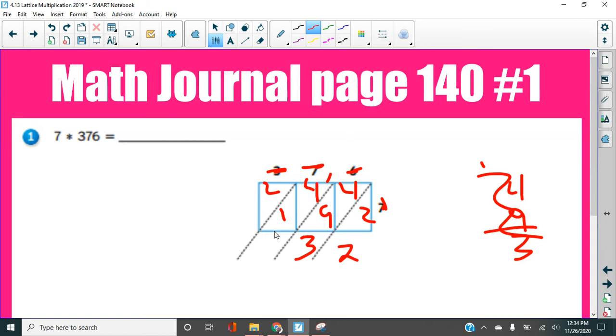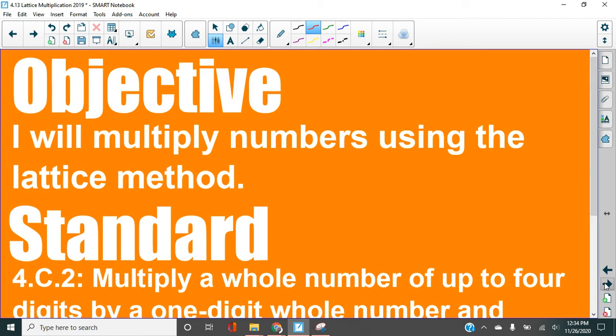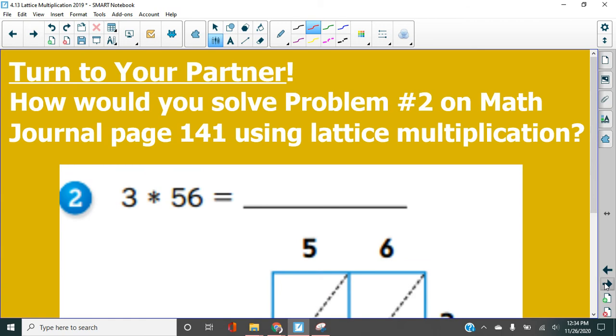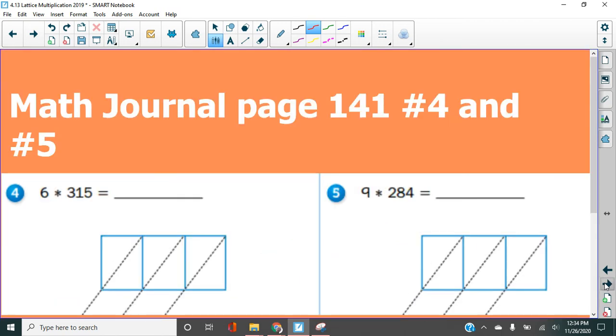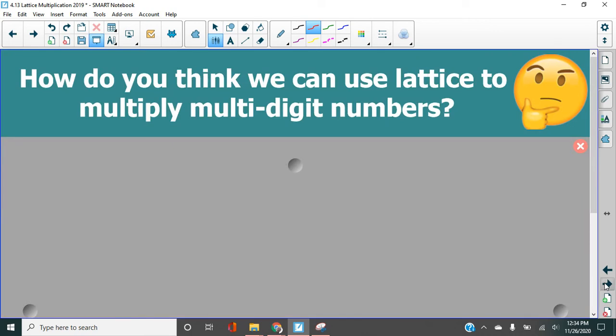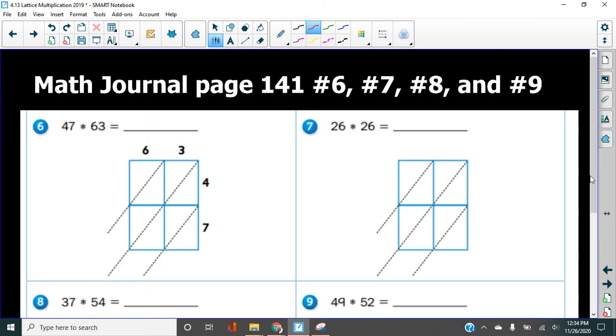Because it's going to now go in this column. 1 plus 4 plus 1 equals 6. And 2 by itself, 2,632. All right, so your math journal page, we're going to do one of these. There's our objective, right? We're multiplying numbers using the lattice method. You've got this math journal page, but let's do one of these together too. Okay.